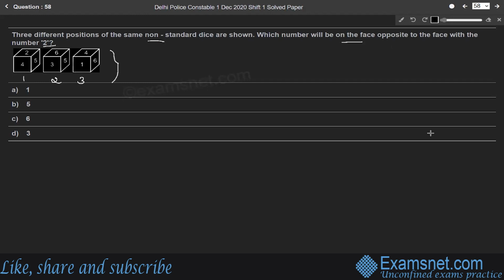choose any two dice with one face common in the figures. That means choose any two dice. I'll choose the first and second dice where 5 is common. Face 5 is common, right? In the first and second dice, right? Then write it in clockwise order. That means we have to write the faces in clockwise sequence.